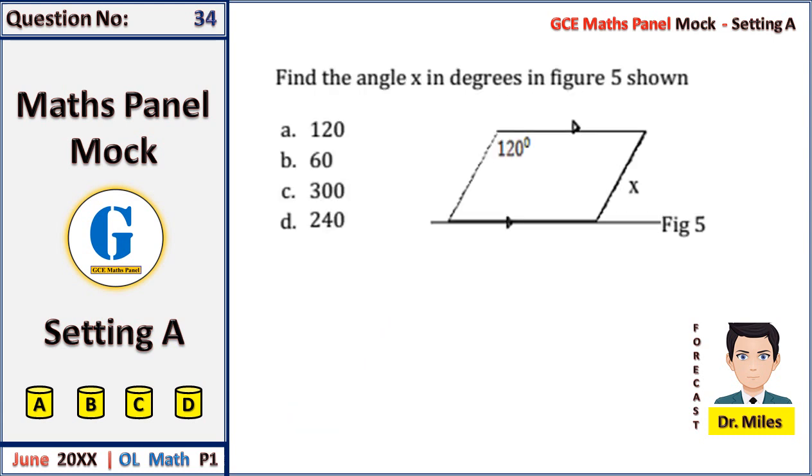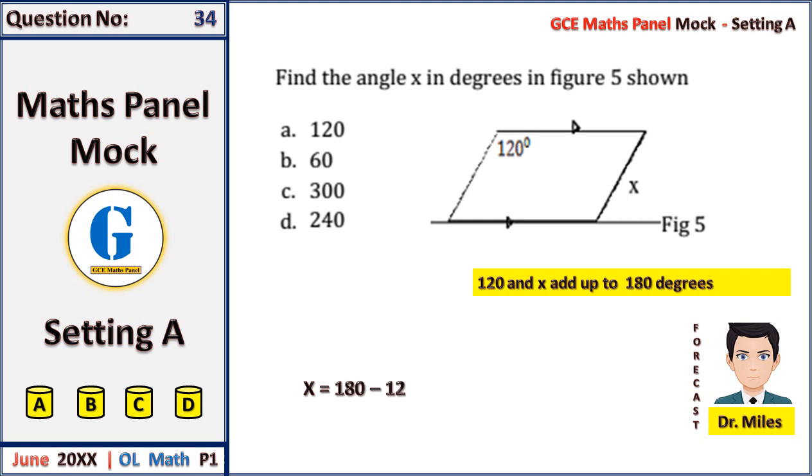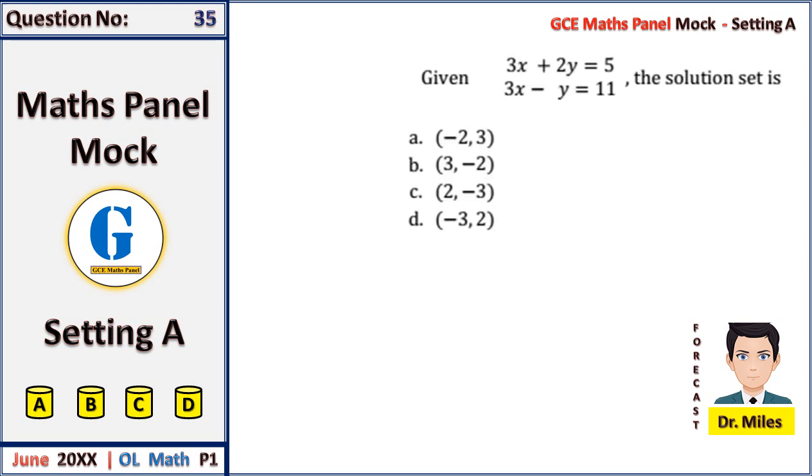Find the angle x in degrees in figure 5 shown. 120 degrees and x add up to 180 degrees. So 120 plus x gives us 180. X here will be equal to 180 minus 120, which is 60 degrees. Base 10 numbers are called deci, and deci represents 10.